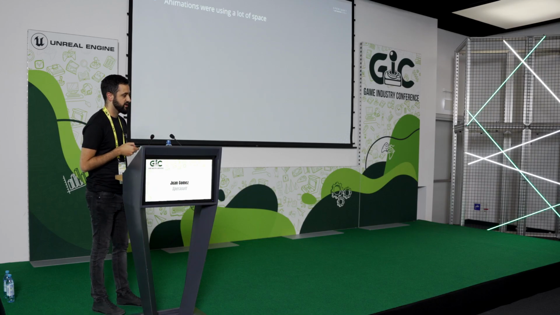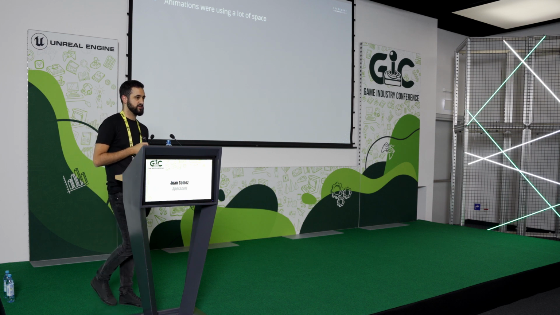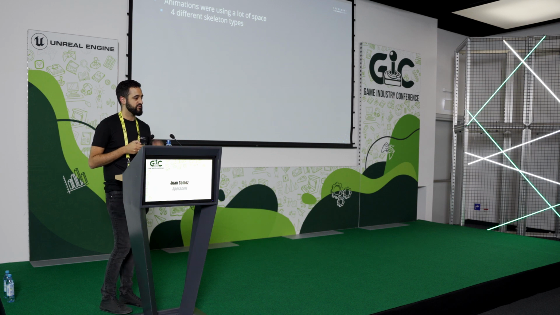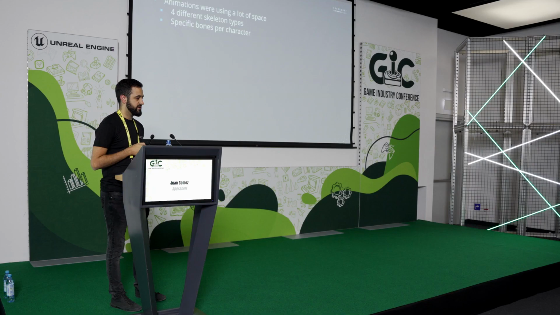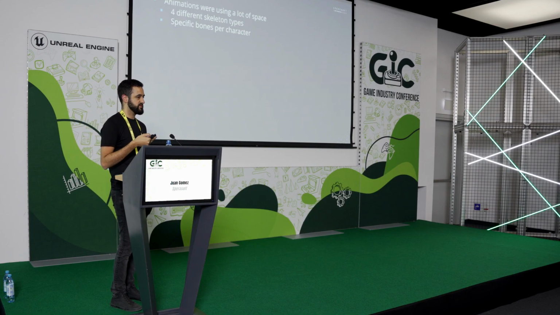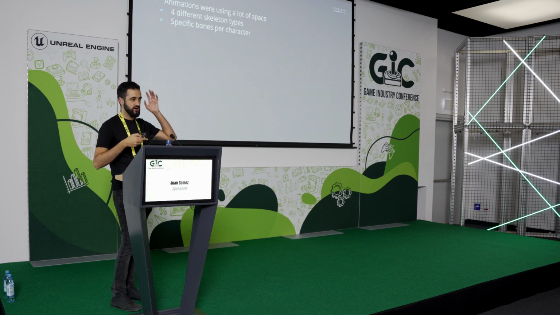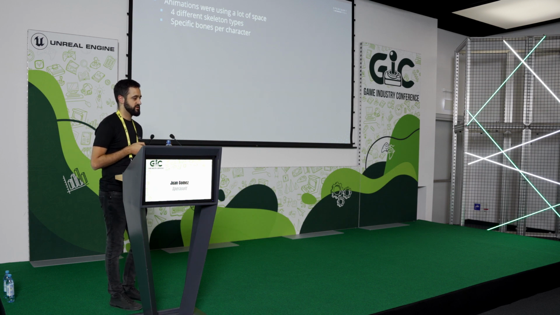So for the animations, we actually have something that we can work on. The animations are using a lot of space, and that's kind of expected because we have 4 different skeleton types, like male, female, guys with 4 arms and so on. And each of them has specific bones. So, for example, things like for cloth and for the hair, because we're not physically simulating those at runtime.